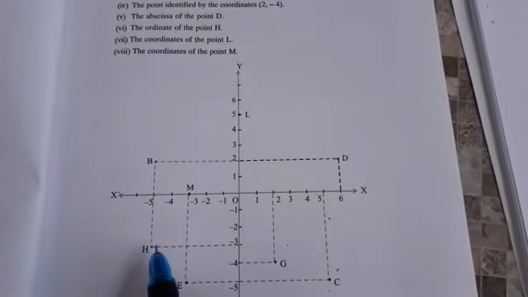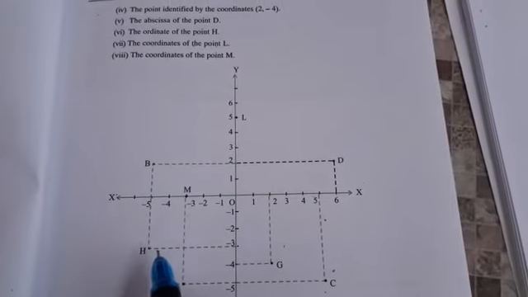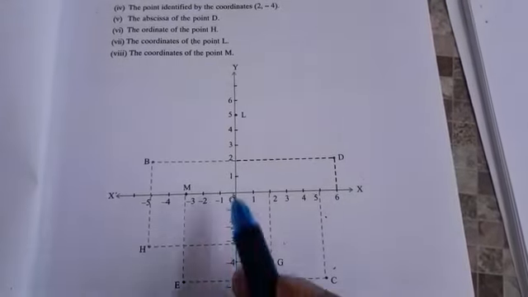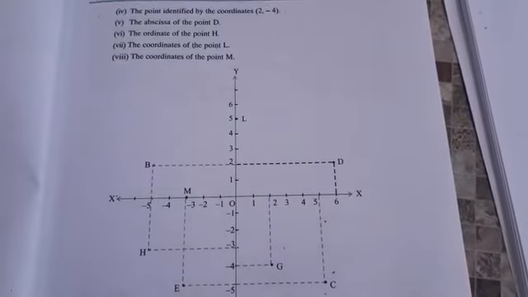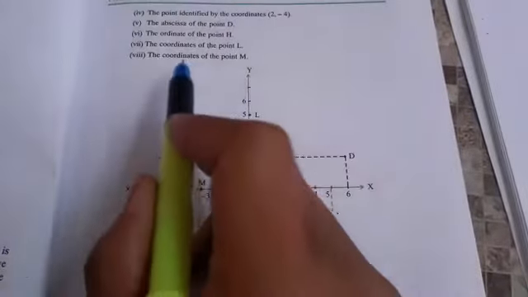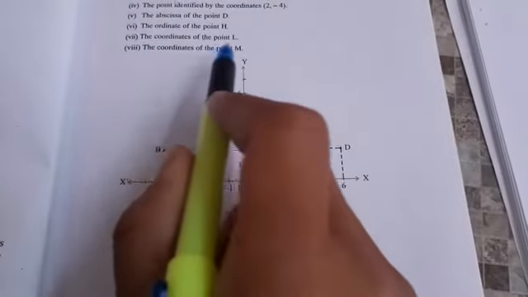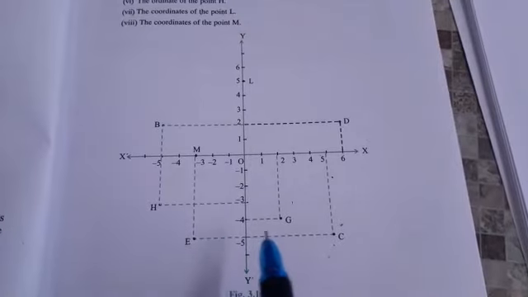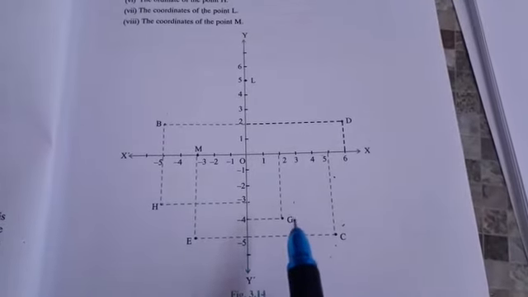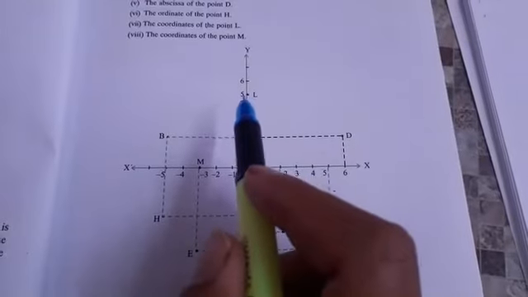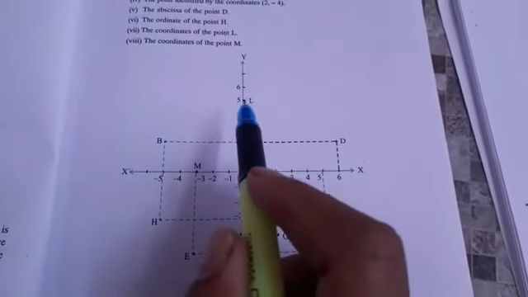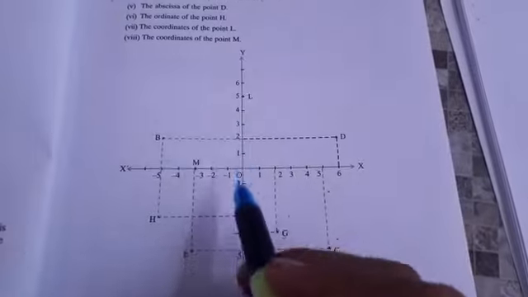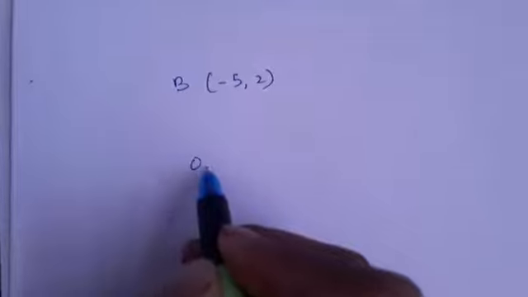So here it is H. Along y-axis we need to see. Okay, -3. Similarly you need to find the coordinates of the point L. So this is L, and G is here. The coordinates of point L: along x-axis it is 0, along y-axis it is 5. So coordinates of point L is 0 comma 5.